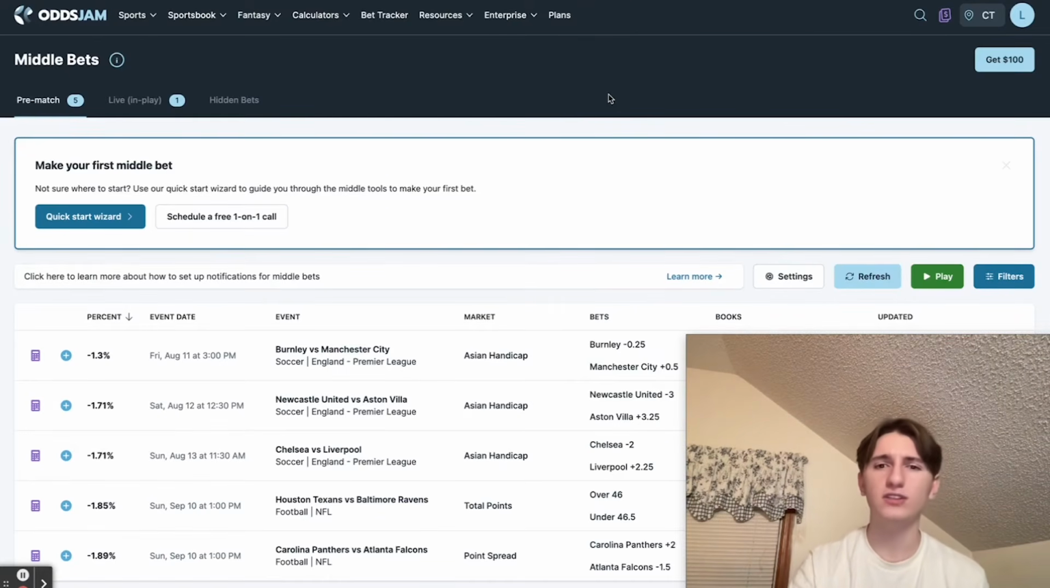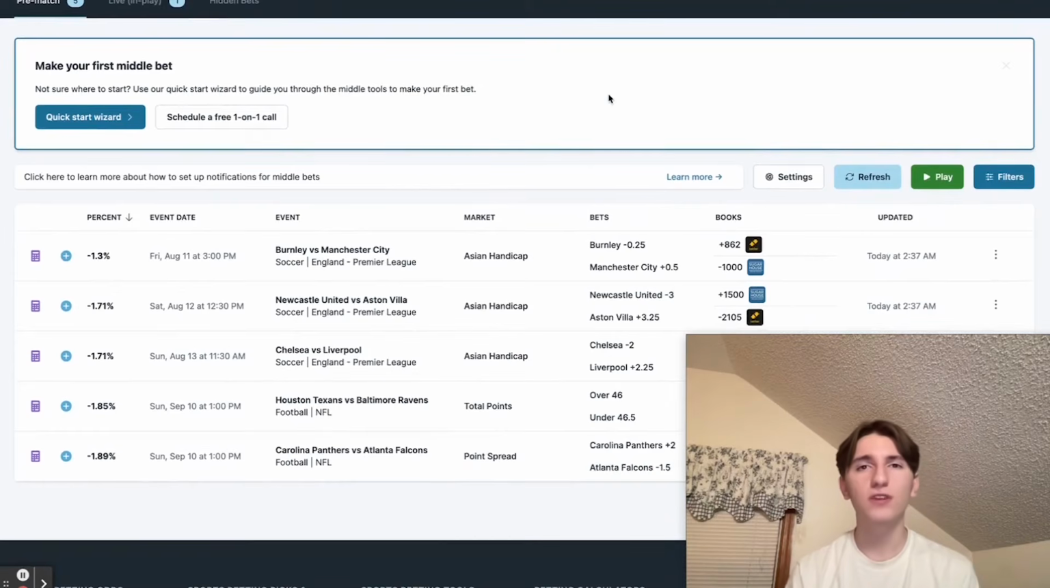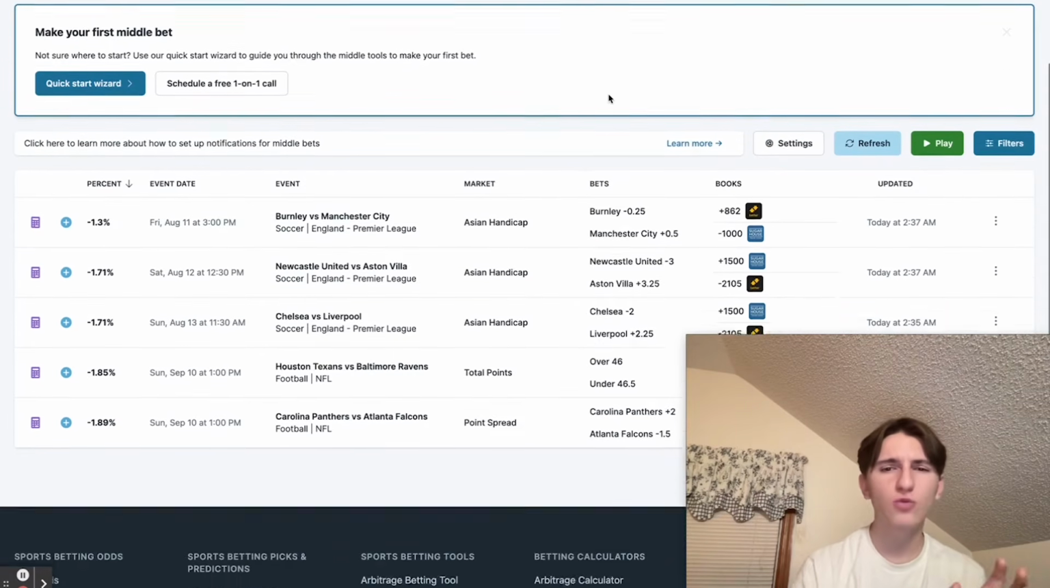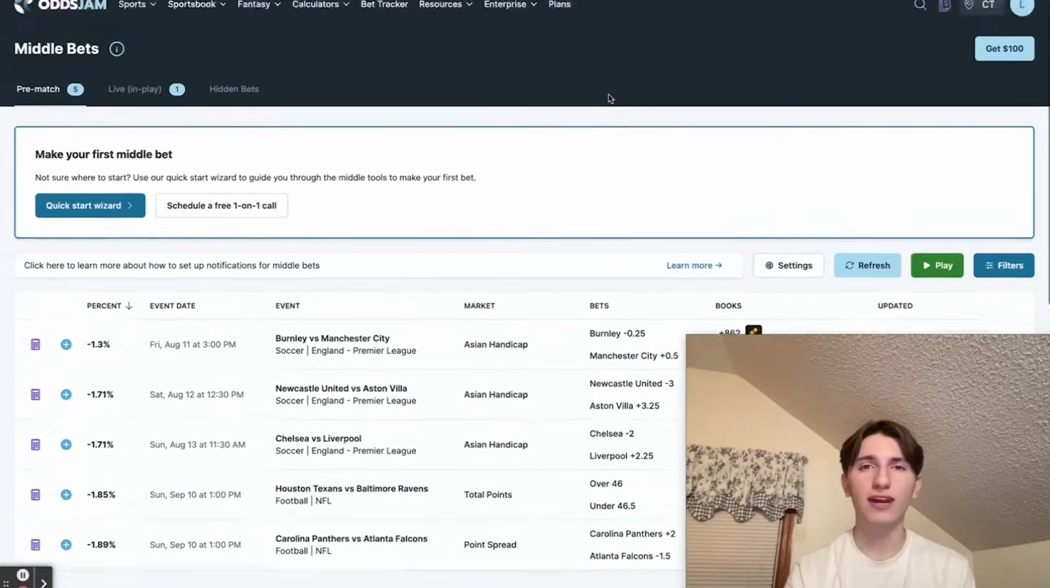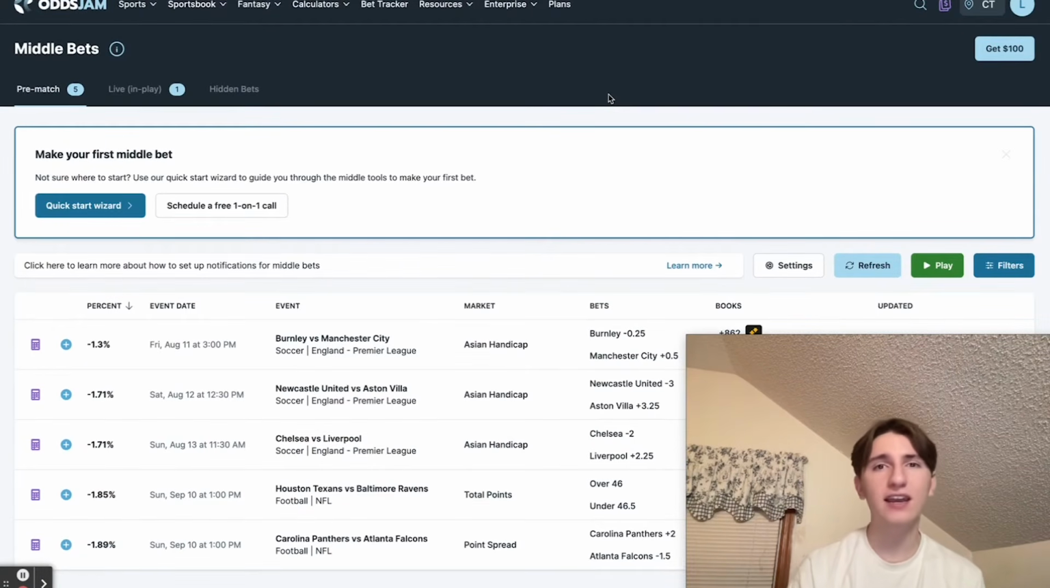And the way that works is with the middles tool, you're looking for when sportsbooks' lines disagree and they're far enough apart that you can bet an over on one book and an under on the other book, and there's a chance that both of those bets win. There are no really great examples available right now, but I'll give you one verbally instead. Imagine that the Lakers are playing the Celtics, and FanDuel sets the over-under at 210, and DraftKings sets the over-under at 220.